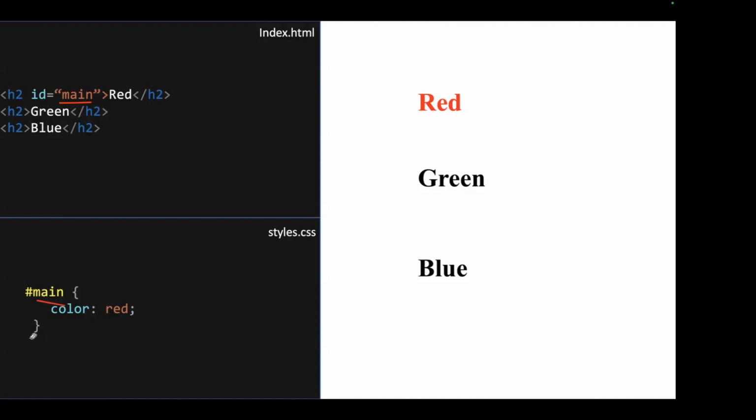We open our curly braces and close it. And in between, we have our style definition. So color red. And that's why you see that only that first H2 has the color red. The other ones remain as they are.